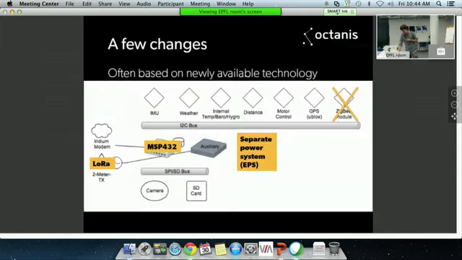And then the second one, we had a few adaptations. So we changed our main microcontroller. We changed the RF module to a standard that is now emerging called LoRa. And we also added that power system I talked about, but mainly it remained the same on that diagram.